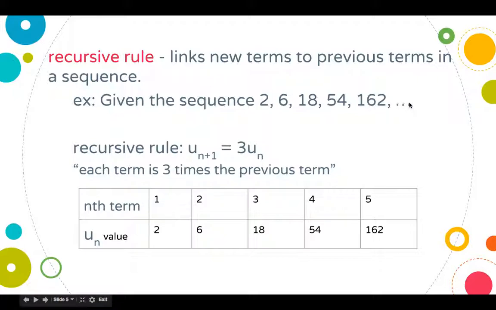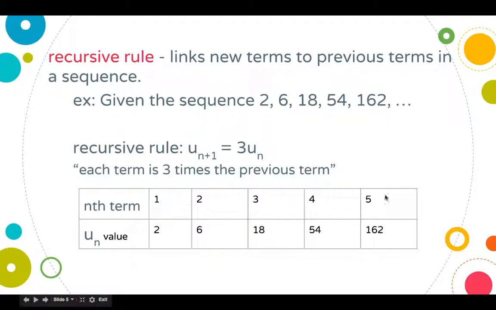I'm able to find the next term, the value of the next term, based on the previous term in the sequence. Now we would write this recursive rule using these symbols right here. Okay, and what this means is each term, the value of the term, is 3 times the previous term.